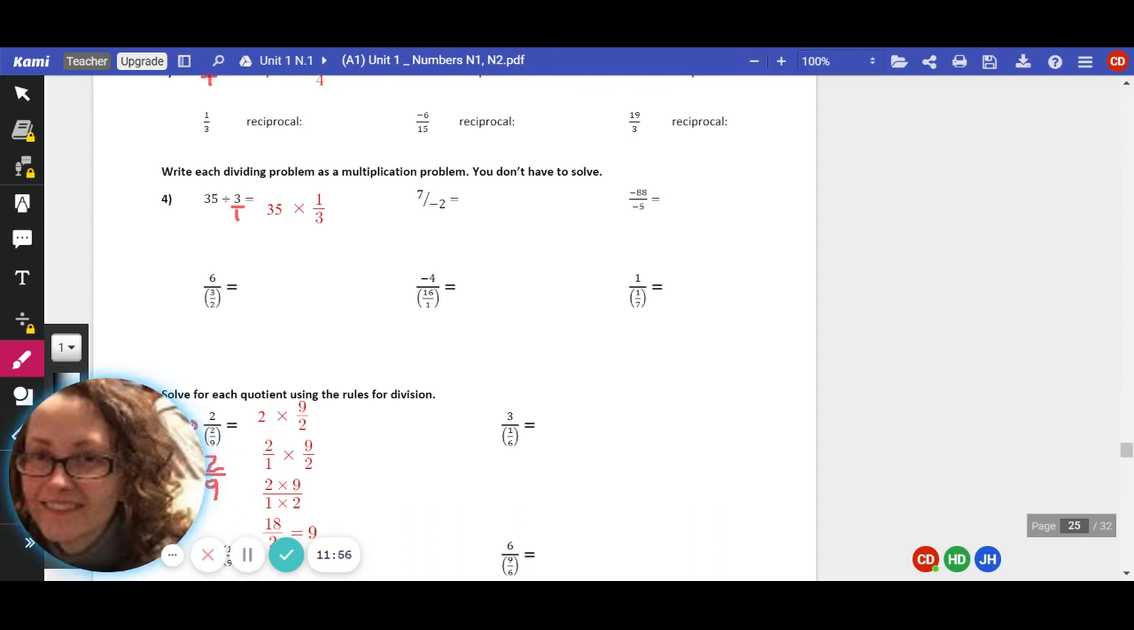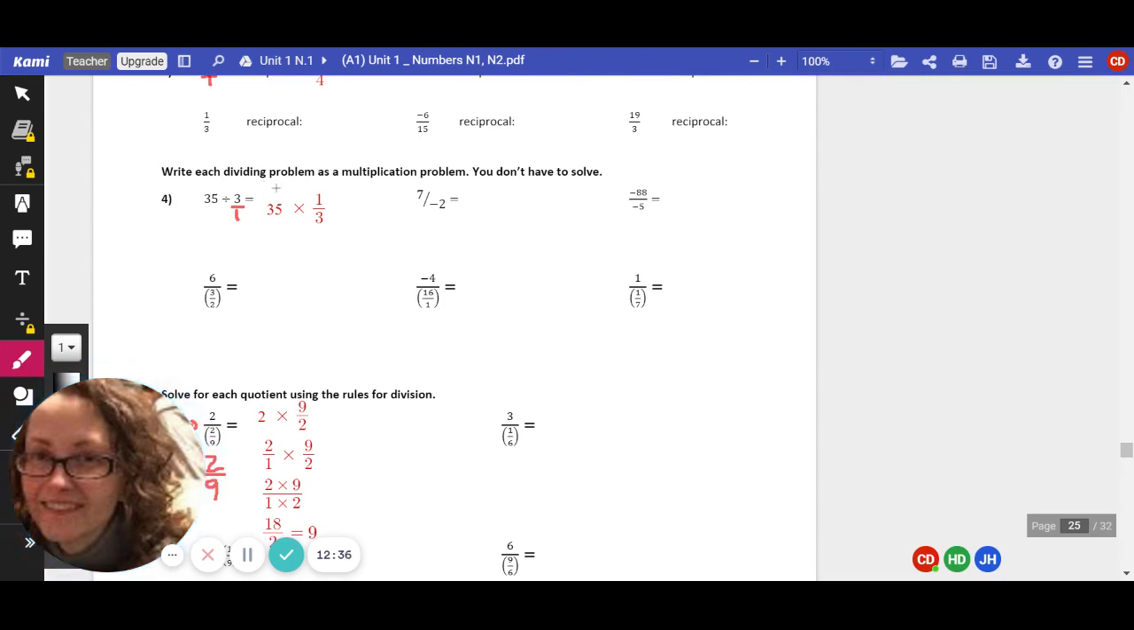Question 4 is asking us to rewrite these problems as multiplication problems. You don't have to solve for question number 4. So in the first part, we are asked to rewrite 35 divided by 3. To rewrite, we would need to turn the second number into a fraction by putting it over 1. So here, 3 over 1. Then we are going to use the division rule, number 6, which states that dividing by a number is the same as multiplying by its reciprocal.